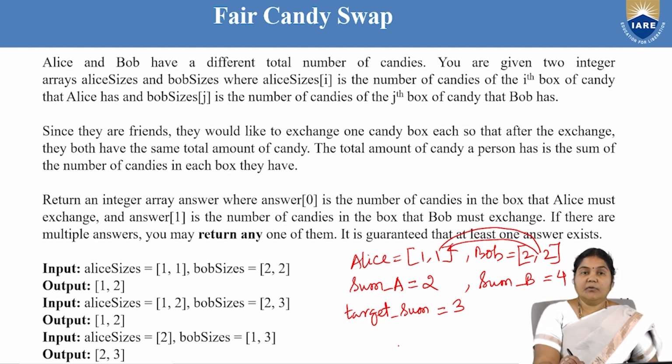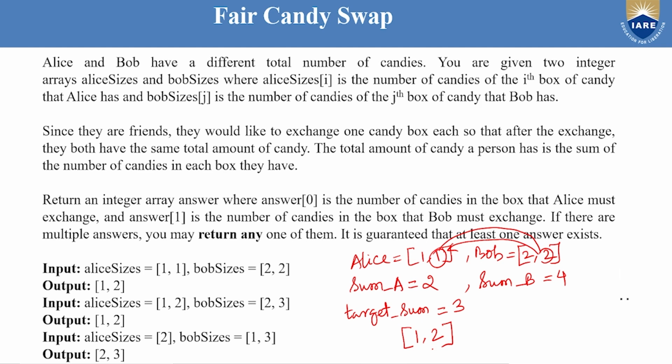Now, what you have to return? You have to return the candy boxes: which candy box Alice has given to Bob and which candy box Bob has given to Alice. In this case, Alice has given the box of 1 and Bob has given the box of 2. So, the answer is 1 comma 2. There may be multiple answers also sometimes. In that case, you have to return any one answer.